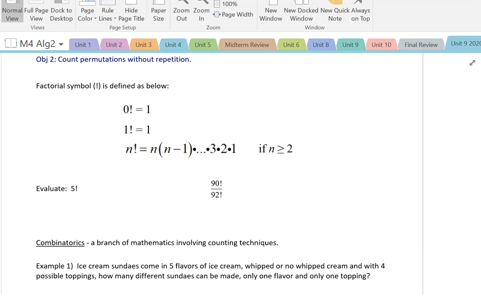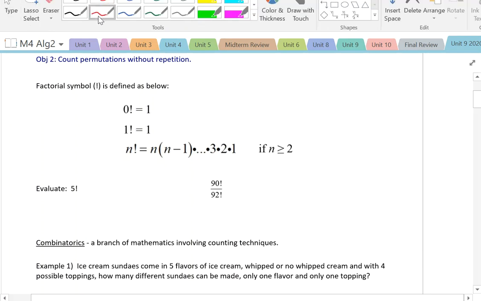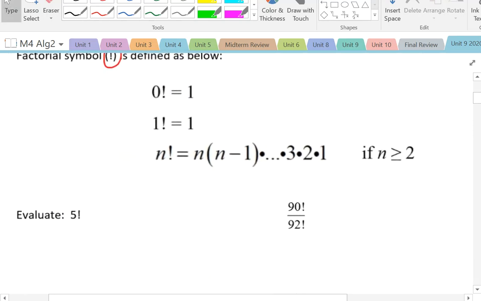So factorial is a mathematical symbol. It's represented with an exclamation point, and it's defined as follows. 0 factorial is equal to 1. This is important, and I'm going to come back to why 0 factorial is equal to 1 in a little bit. 1 factorial is 1, and then n factorial is n times n minus 1 times n minus 2 times n minus 3 times all the way down to 3 times 2 times 1. And I have here if n is greater than 2 because you wouldn't want to have any negative numbers there.